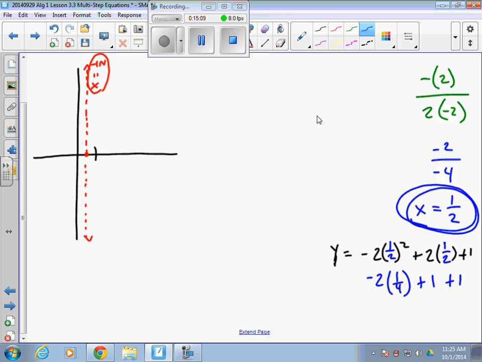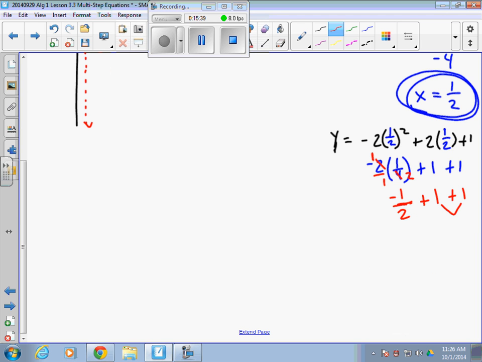So what you want to do is put this over 1 and cross cancel if you can. The number 2 goes into itself 1 time, and then the 4 2 times. Multiplying straight across, -1 times 1 is -1, and 1 times 2 is 2. So -2 times 1/4 is -1/2. Plus 1, plus 1. So that's 2, if you put those two together, 2 minus 1/2. So your y value, to make it as easy as possible, is 1.5, or 3/2.